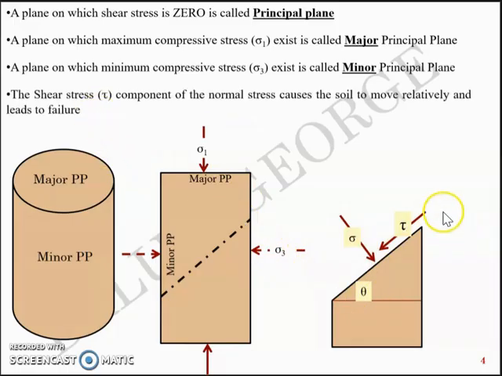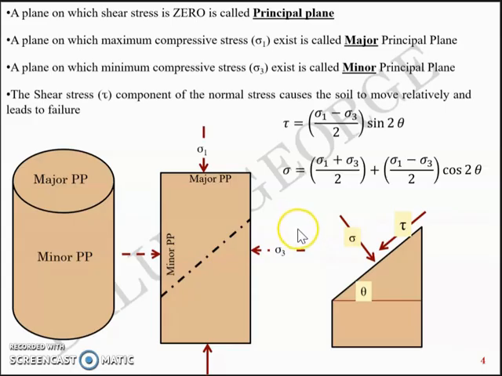The shear stress tau, component of the normal stress, causes the soil to move relatively and leads to failure. Or in short, sigma 1 and sigma 3 will have a threshold combination which causes shear stress and induces the failure by relative movement. And the relation for tau is (sigma 1 minus sigma 3)/2 sine 2 theta, and the relation for sigma on the inclined plane is (sigma 1 plus sigma 3)/2 plus (sigma 1 minus sigma 3)/2 cos 2 theta.